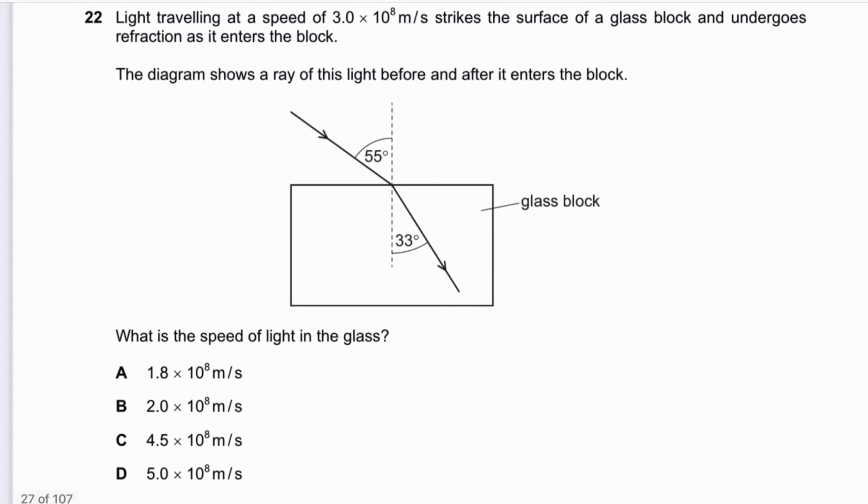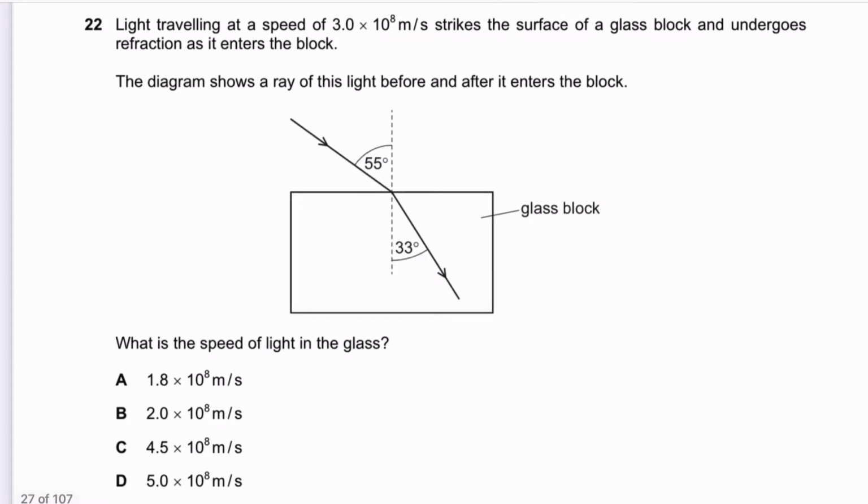22. Light traveling at a speed of 3 × 10^8 meters per second strikes the surface of a glass block and undergoes refraction as it enters the block. The diagram shows a ray of light before and after it enters the block. What is the speed of light in the glass? Now, for the refractive index, we have two different formulas. First, sin i upon sin r.